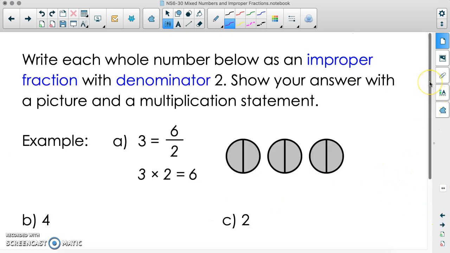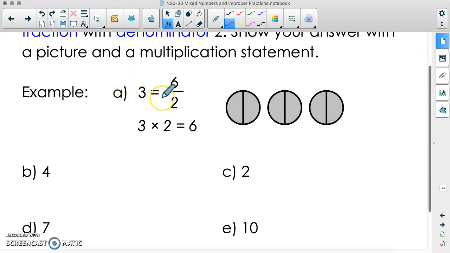So here you're going to write each whole number below as an improper fraction with a denominator of 2. Show your answer with a picture and a multiplication statement. So let's look at A together. We have a whole number of 3, and I need to divide it by 2, so my denominator is going to be 2. I'm going to take that whole number and multiply it. And then I drew the picture.